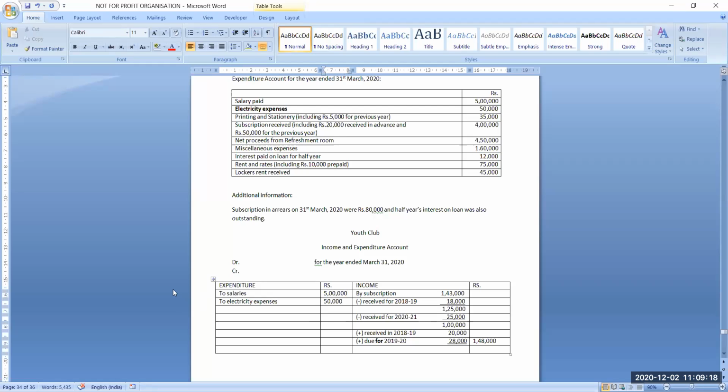Then printing and stationery, and it is written specifically here, including rupees 5,000 for the previous year. So whatever amount you have paid for the previous year will be deducted from there. We will show it in an adjustments manner. Now this 5,000 will become the opening balance of outstanding printing and stationery. If you are preparing the opening balance sheet, this amount will go to the opening balance sheet also. To printing and stationery, and the amount is 35,000.